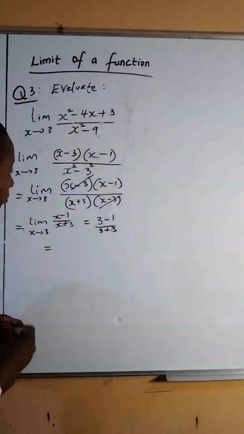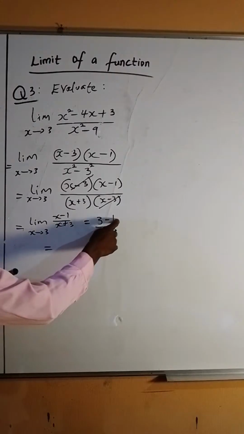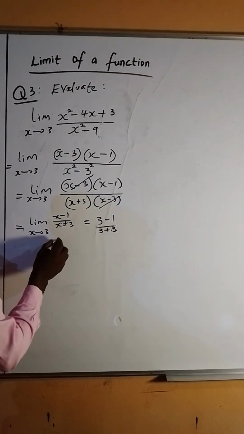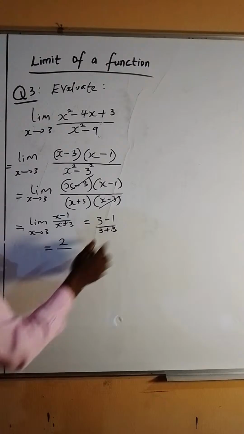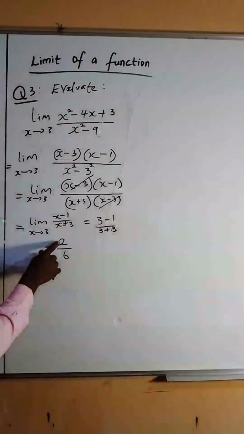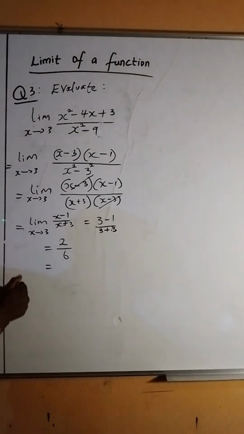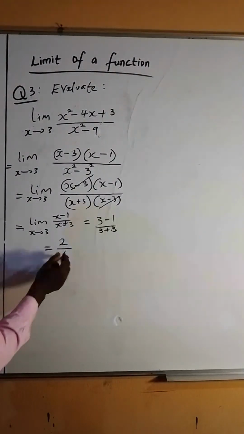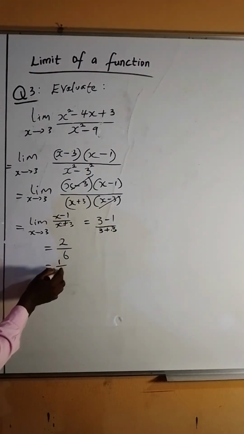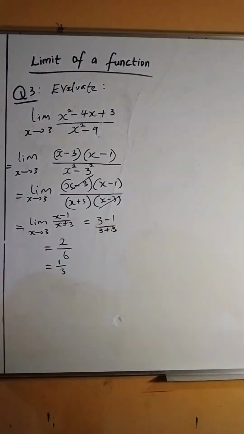Our final answer is simply going to be 3 minus 1 is 2, and 3 plus 3 is 6. So we can reduce to the lowest term since 2 can divide 6. We use 2 to divide 6, and we are going to have 1 over 3. So this is the value for the answer. This is the answer for the third question for this morning.